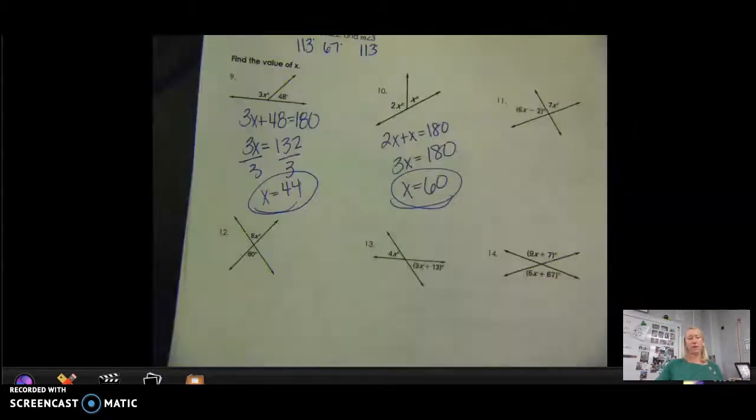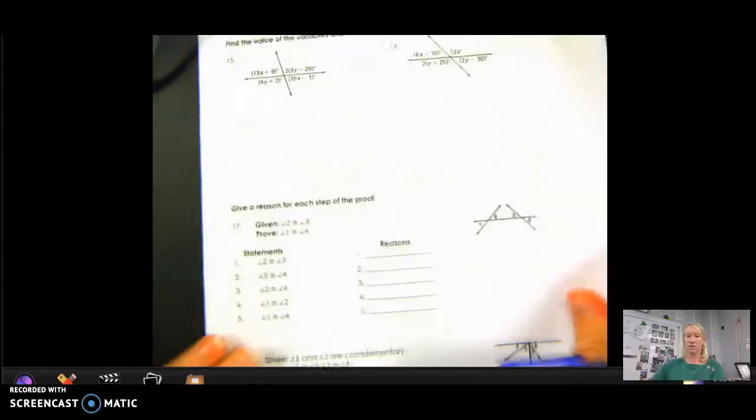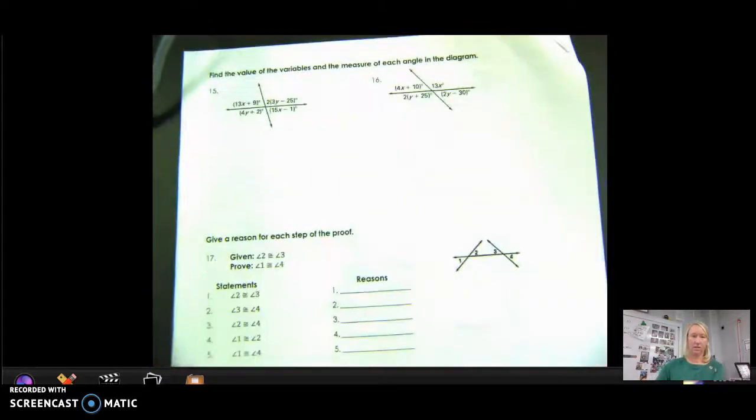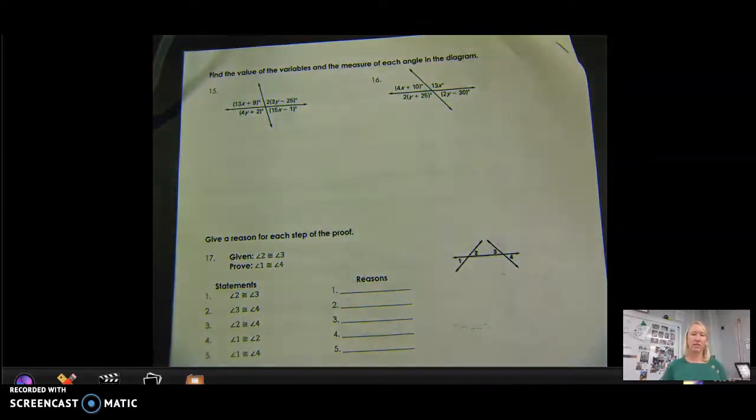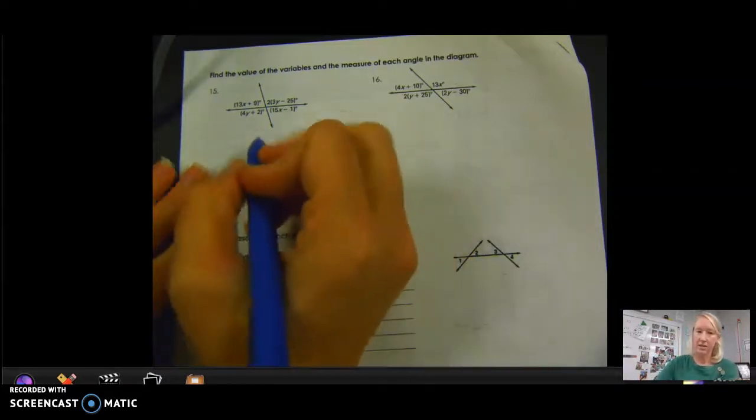Okay, next page, and last page of your note packet. All right, here we go. Find the value of the variables and measure of each angle. So we're going to find x, we're going to find y, and then we're going to plug them back in to solve for my angles. I want you to pause me, and I want you to try these two on your own, okay? Unpause me when you're done.